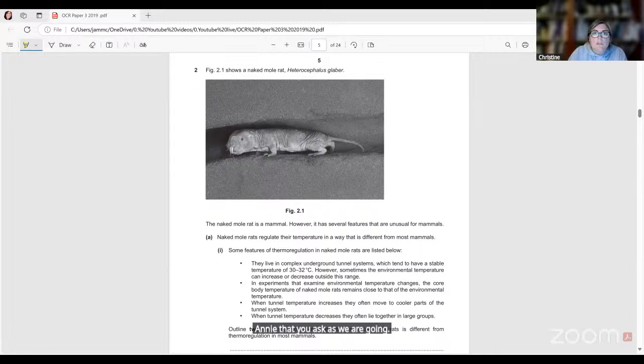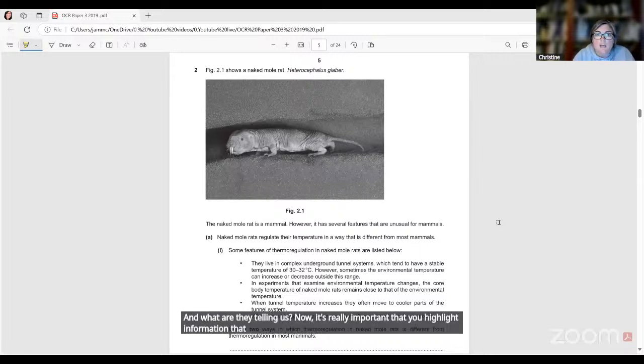So here we have a question, which is looking at this naked mole rat. It's really hard to say that a number of times. And what are they telling us? Now, it's really important that you highlight information that they've told you in the question. So we have a naked mole rat that they've told us about.